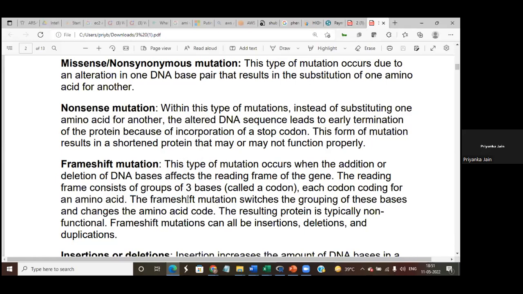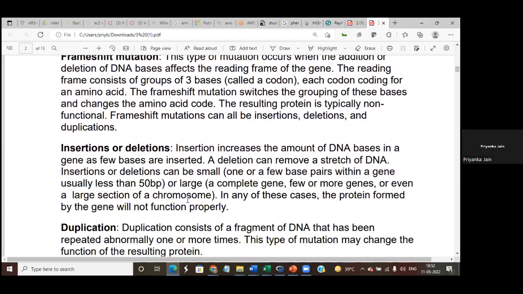This is what we call the frame shift mutation, and the resulting proteins are many times non-functional. Sometimes the change of frame leads to another amino acid, but many times it doesn't code for an amino acid, and that leads to a non-functional protein. And the frame shift mutation can be due to an insertion, or a deletion, or a duplication.